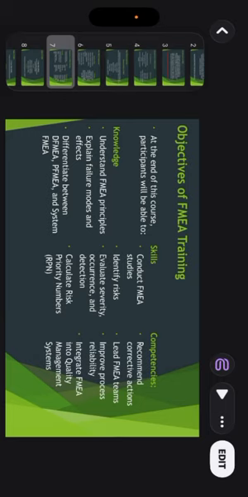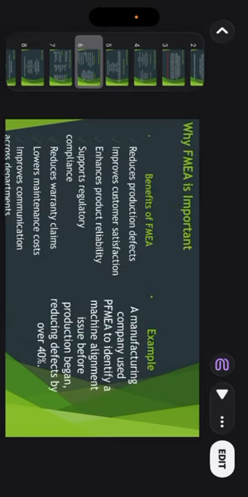FMEA and the quality management system go hand in hand. That is ISO 9001:2015. I think we now have 2020, 2021, 2022 now. So it goes hand in hand together. Failure determination before it happens.